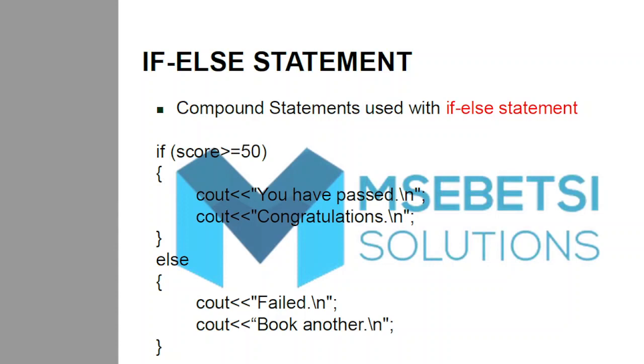Compound statement used with if-else statement. If the score is greater than 50, the person has passed, and it will write congratulations. You see, this is a compound statement. And then else, if the condition is false, which is it's not greater, the person will receive a printout of failed and book another exam.